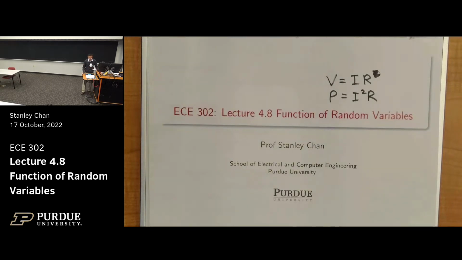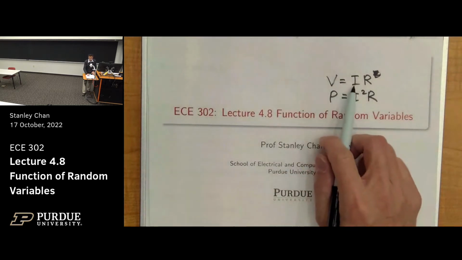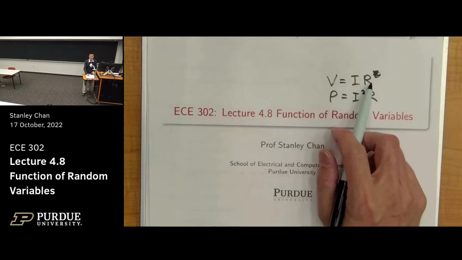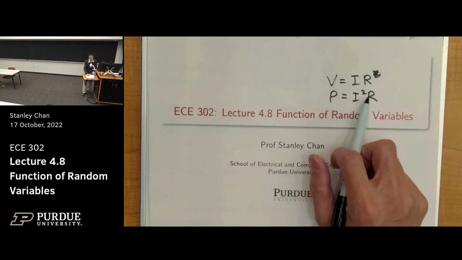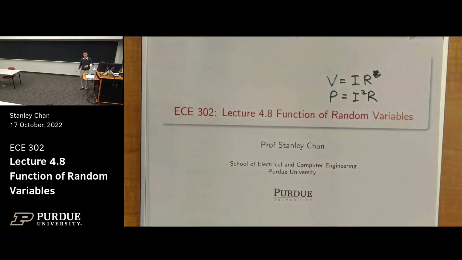Today, I'm going to talk about this lecture on function of random variables. It is a very difficult topic that many students struggle to understand. So I want to start by giving you an example. This is the electrical engineering 101 equation: voltage equals current times resistance, and power equals current squared times the resistance.